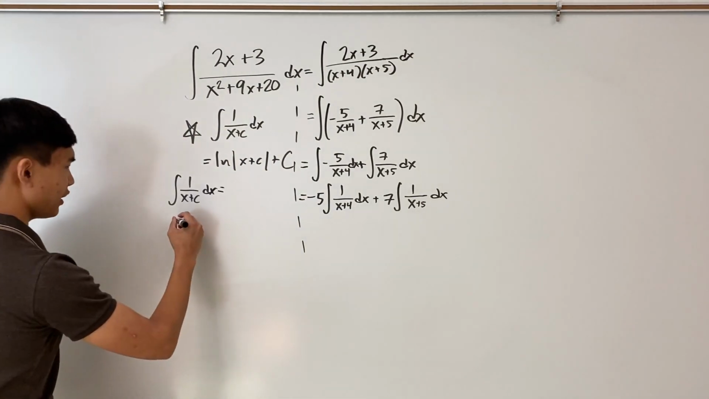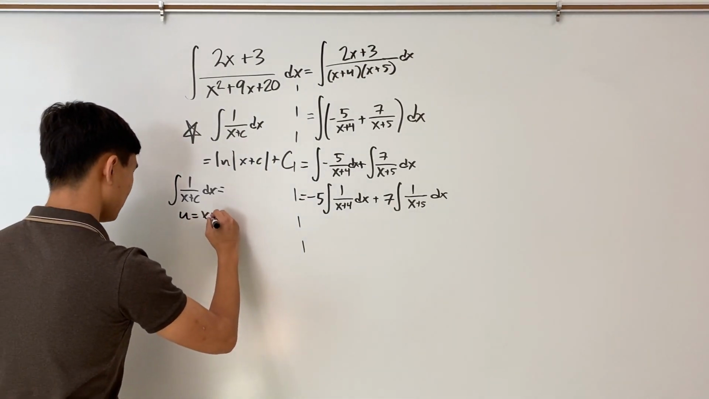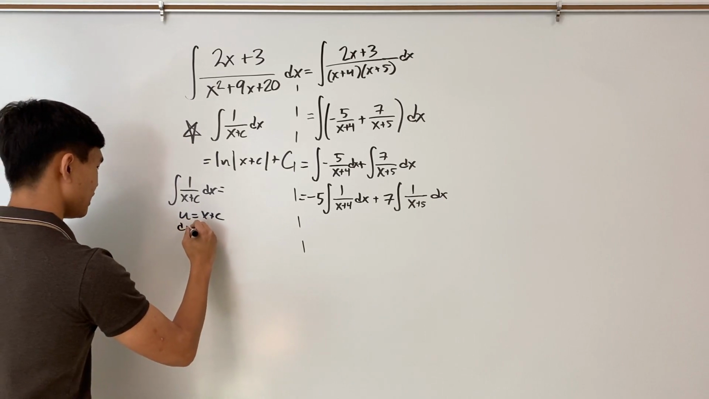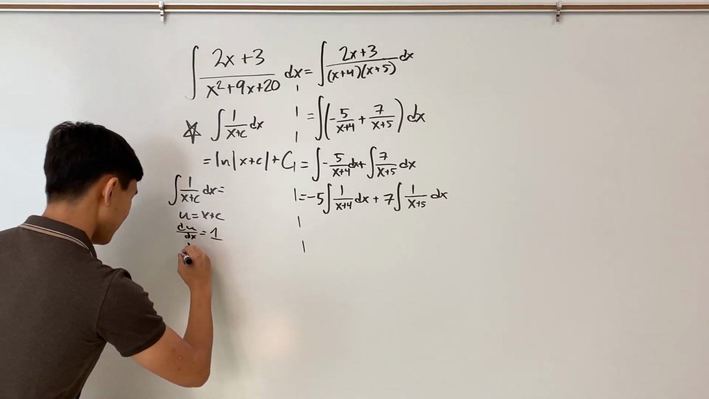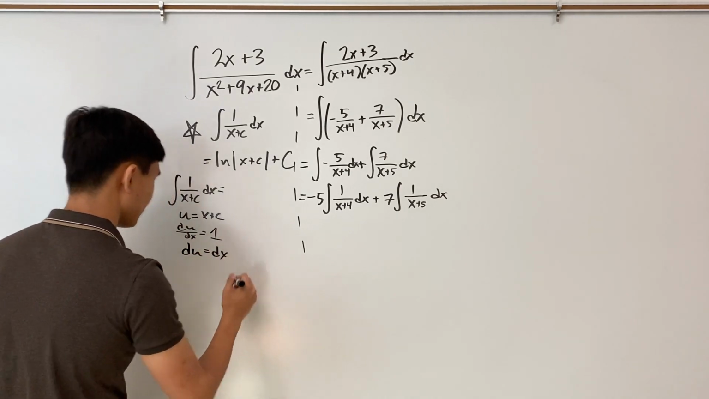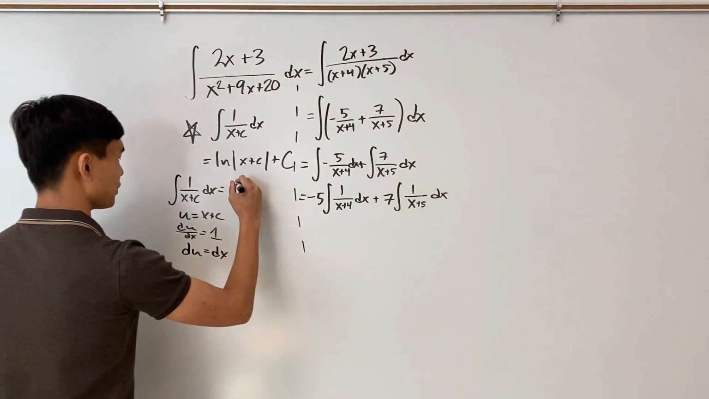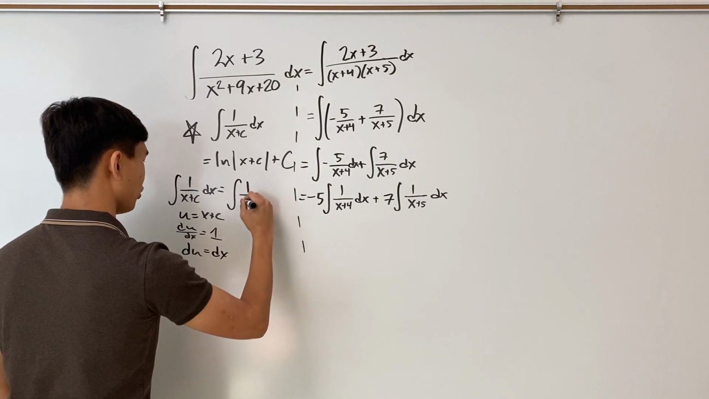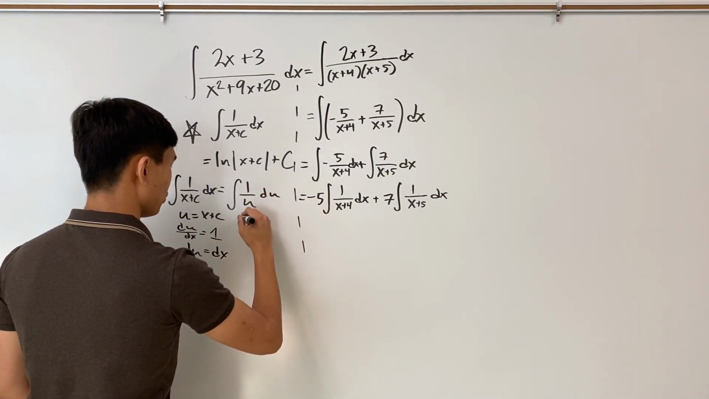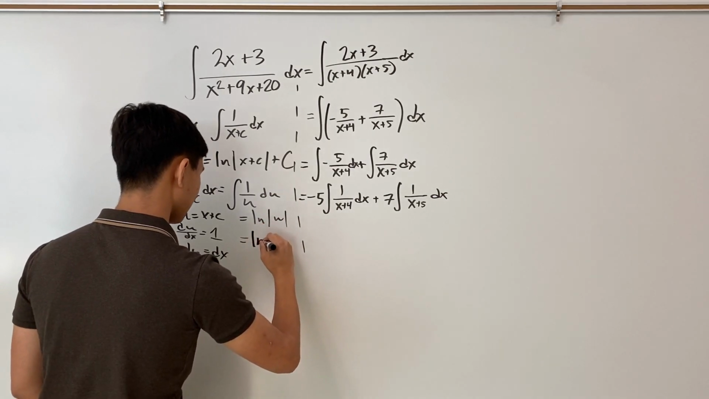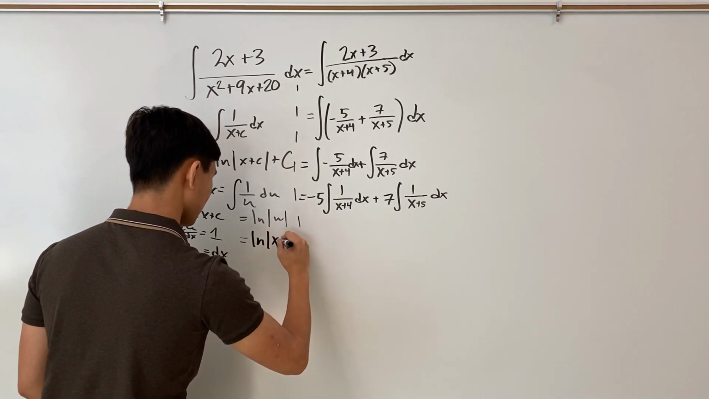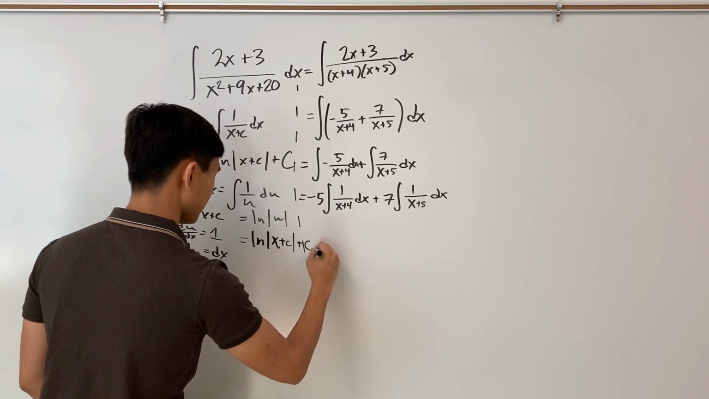And this is because if we let u equal x plus c, then we have du dx equals 1, and so du equals dx. So we can make the substitution to make this into 1 over u du, which we know is ln of u, and since u is x plus c, this is just ln of x plus c plus your big C.